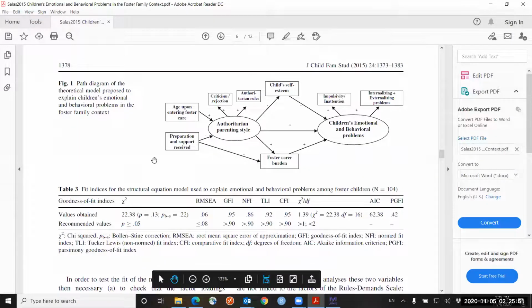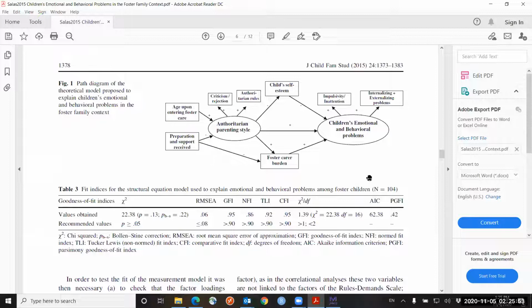Now I will show you how to fit this model here, but using the reliability that the authors reported for child self-esteem and foster care burden and preparation support received to adjust for the measurement error of these three observed variables.